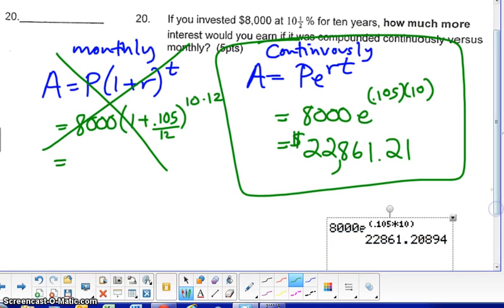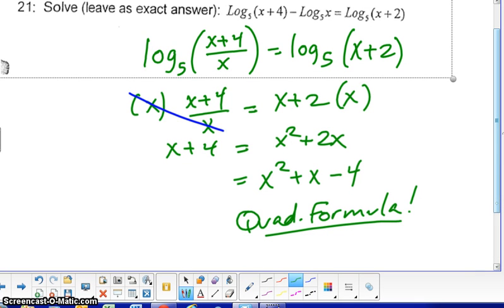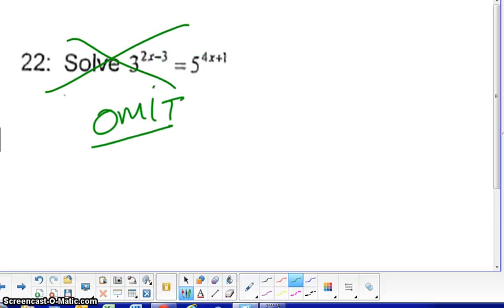And I notice on this one, with monthly, we haven't done that much this chapter, so I'm going to cross that out. But the continuously, you have done, so push pause and put that answer in your notebook. 21, solve. And you would have to do the quadratic formula at the end. And the last one, you can omit. That will not be on the test. This concludes the review. We'll do some more tomorrow in class.